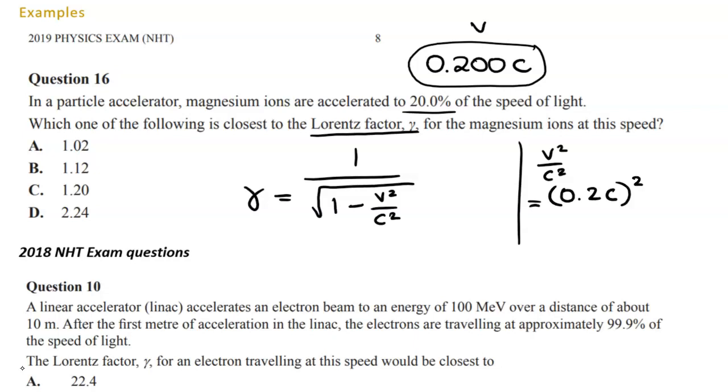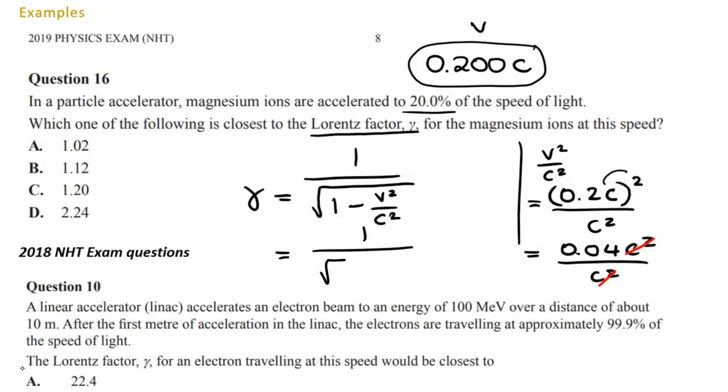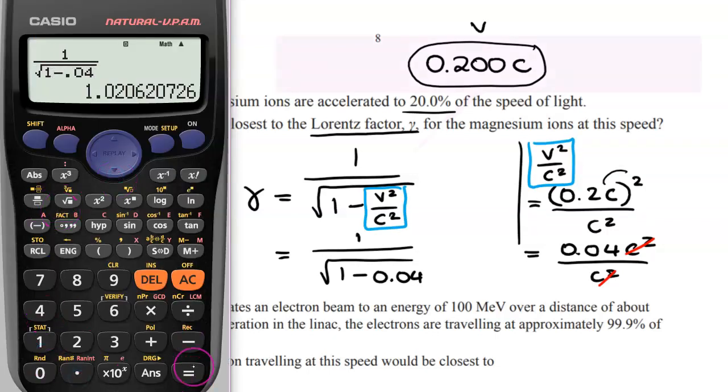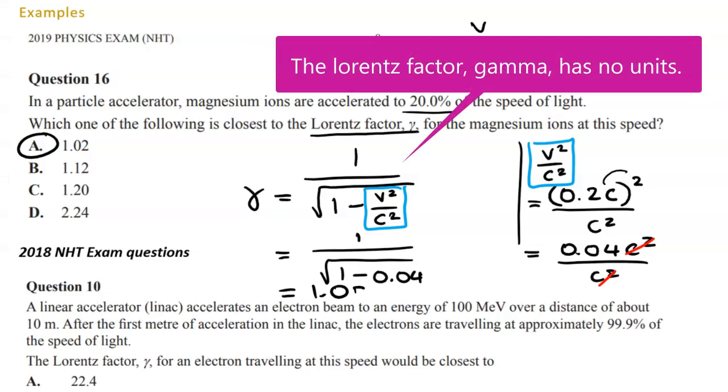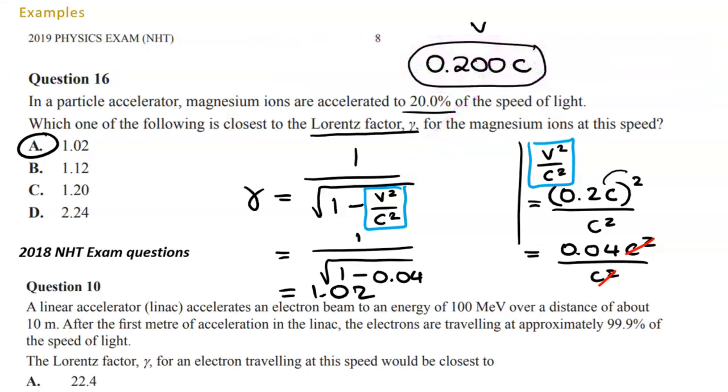We need to put that all in brackets and square it. You're not just squaring the c value, you need to square the 0.2 portion over c squared. 0.2 squared is going to be 0.04 c squared, because we've got to do the c squared as well, over c squared. And as I mentioned before, we can cancel off those c squareds. So that means our Lorentz factor is going to be 1 minus 0.04. That was the value of v squared over c squared that we did over here. Alrighty, our value of gamma is 1.02. Brilliant.